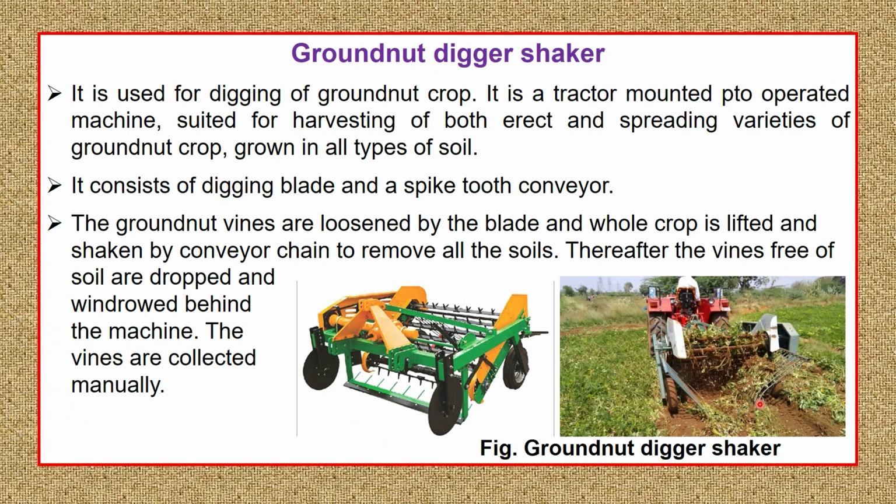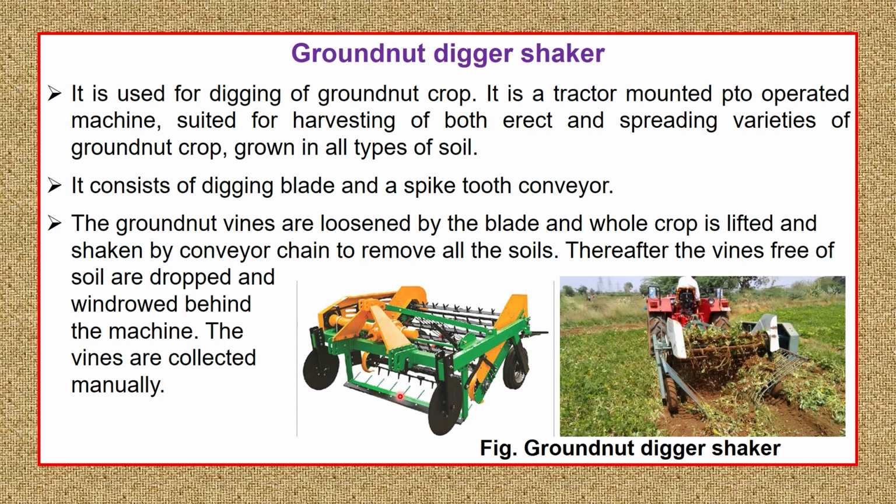where the conveyor has a certain kind of articulation so that it keeps shaking while moving. Because of that shaking, only the groundnut with vines is held there, and the soil mass is loosened and falls below as the implement moves forward. At the rear side, only the groundnut is put in a swath, and later this groundnut is collected manually. That's how the groundnut digger shaker is used to harvest a groundnut crop.